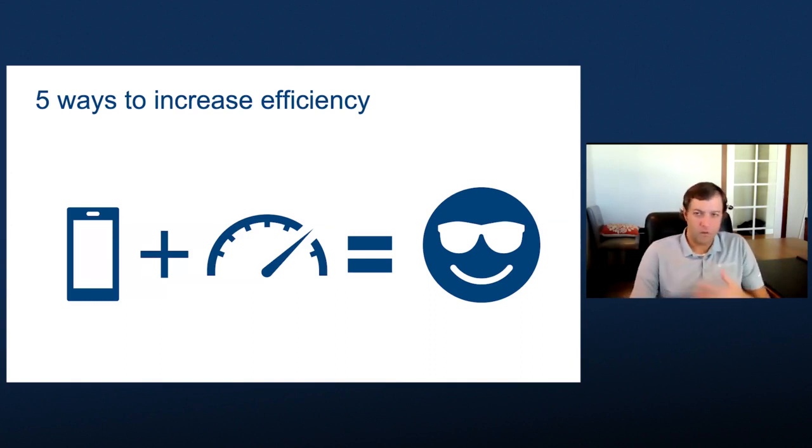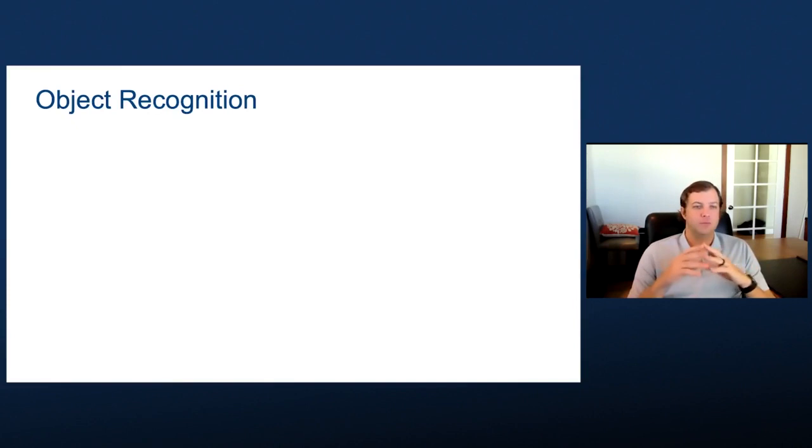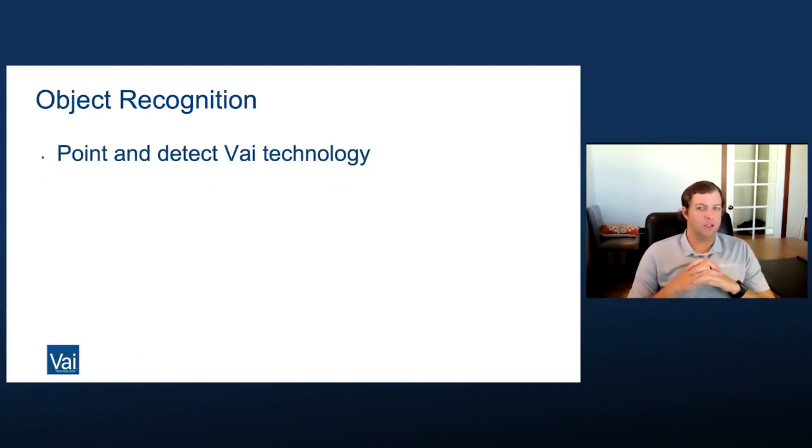So going to go over the first thing. The first thing is probably our biggest enhancement for this last year, which is called object recognition. If you're not familiar with object recognition, I'm going to explain to you what it does. It's been around for about a year, and let's just get into it. So object recognition was developed by one of our teams, our machine learning team, using VI. VI stands for Verisk Artificial Intelligence.